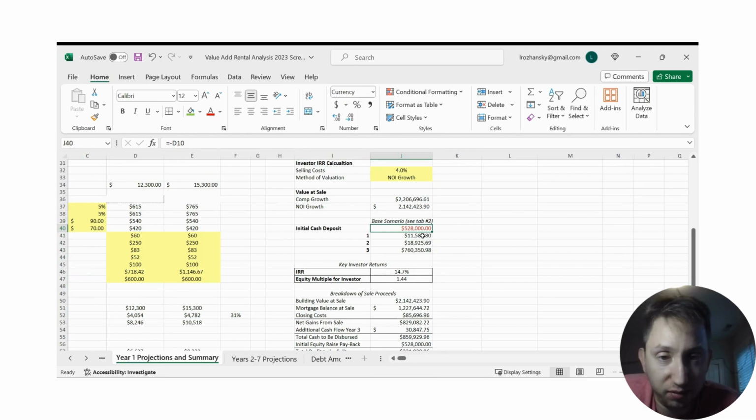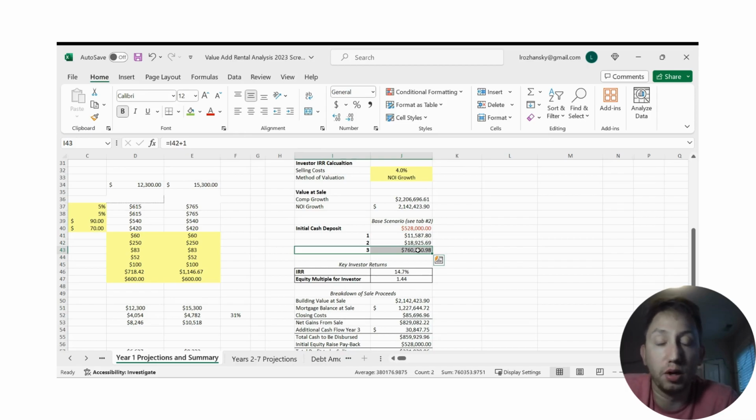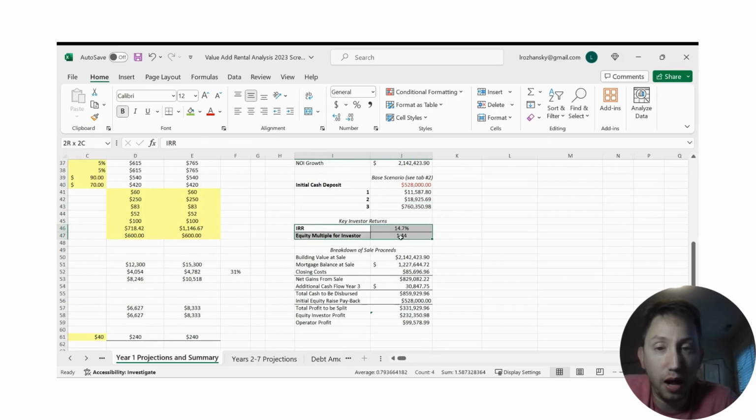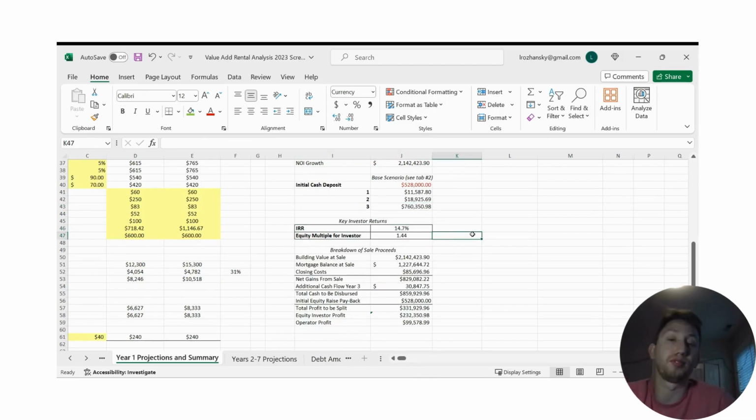So they're going to invest $530,000 up front. This is going to be their cash flows year 1. This is going to be their cash flows year 2. And then year 3, this is going to be their profit, right? So this is going to be the return of the equity plus all the profit they made. And we're going to basically pencil out an IRR and an equity multiple for our investors.